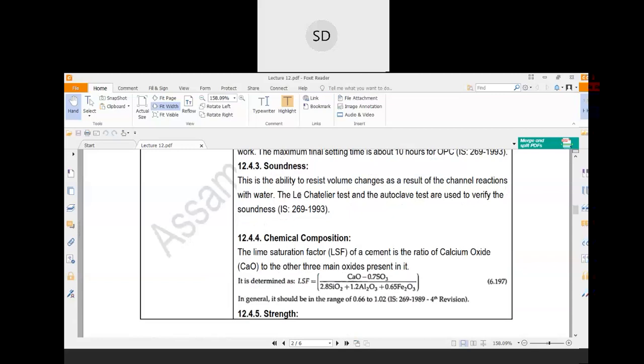Then another test is the soundness test. Now the soundness test is conducted by the Le Chatelier apparatus. Basically the soundness test is important to know how much volumetric change may happen in the cement. So why is it important? Suppose you have put your cement aggregate mix in a certain enclosed structure. After that, if the volumetric changes are huge, it will create some cracks in the enclosed portion. Therefore you need to know the possible volumetric changes of the cement you are using.